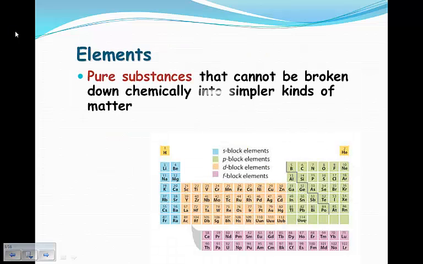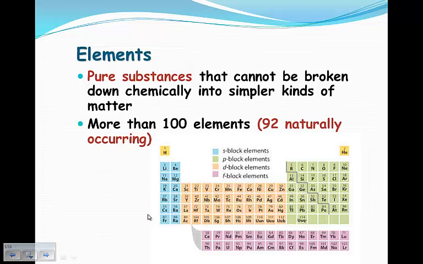Okay, so let's look at the elements. Here is the periodic table, and we'll spend a little more time with that. I'll teach you how to use it. But when we look at elements, they are defined as pure substances that cannot be broken down chemically into simpler kinds of matter. They can't be broken down by ordinary chemical means. There are more than 100 elements, and 92 of them occur naturally.